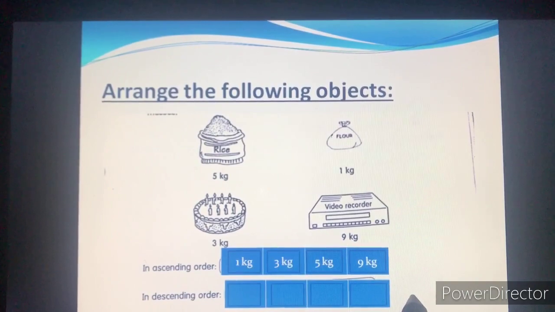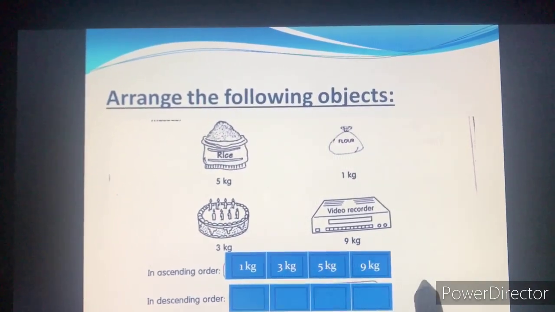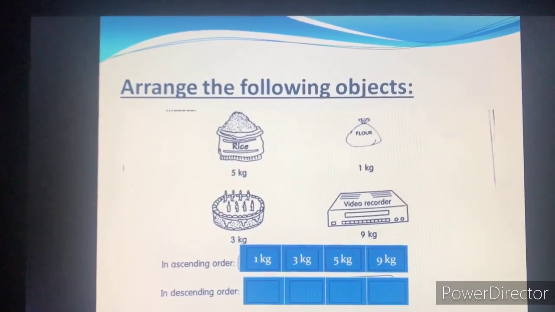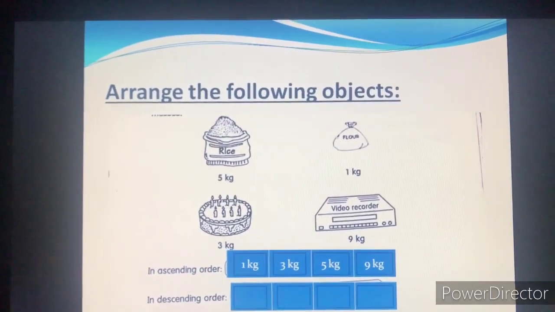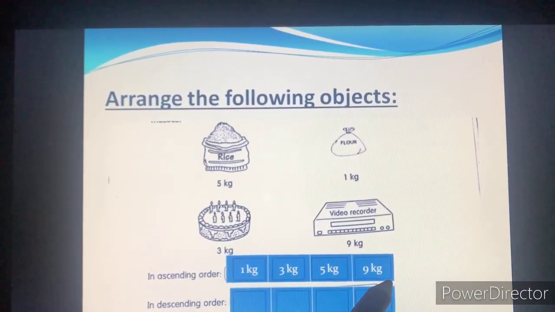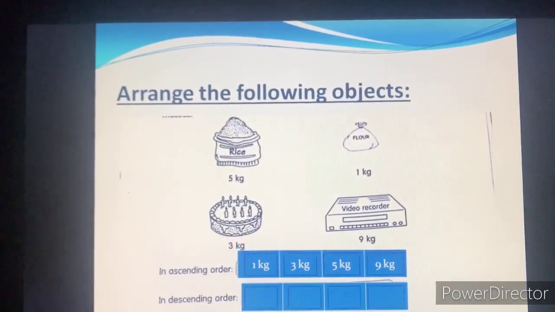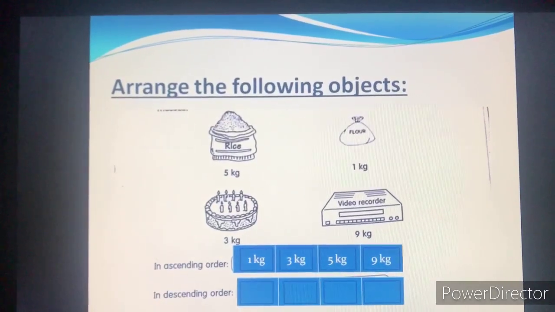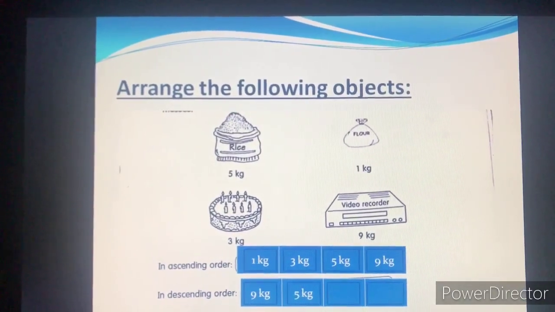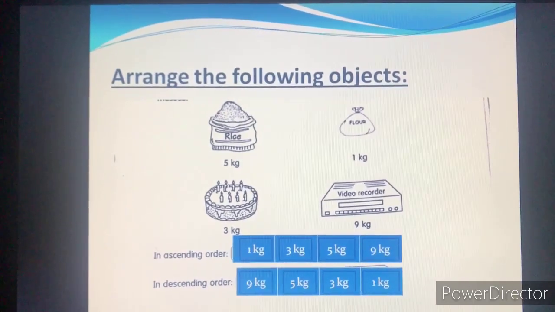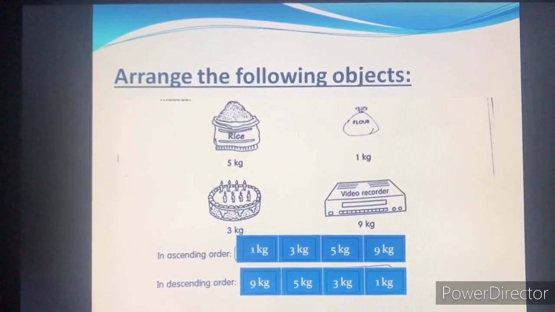So, what is descending order? Yes, from higher to lower. That will be the descending order. So, as we know the ascending order, we automatically know the descending order of these objects. That will be 9 kg, 5 kg, 3 kg and 1 kg. And that's all. Quickly fill up in your boxes.